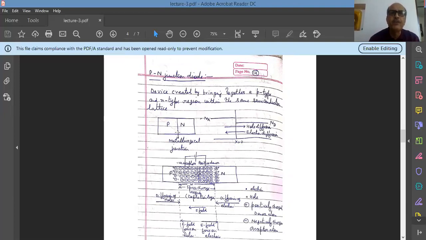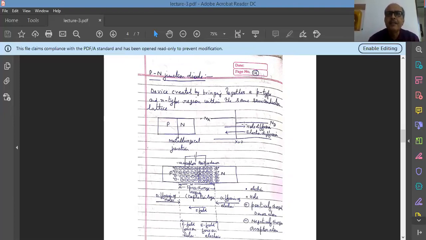The junction between the two semiconducting materials is called the metallurgical junction. So if you look at the electron and hole concentration in P-type and N-type, in P-type, there are more acceptor impurities.